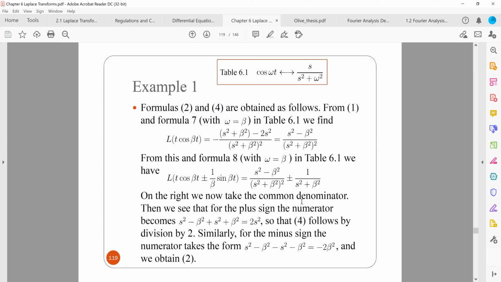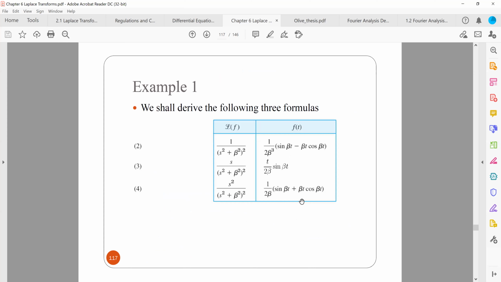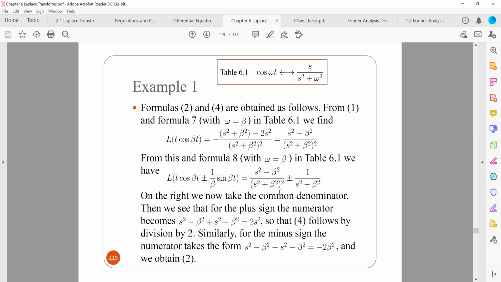Okay, but remember our question wanted the expression to be just s squared. Right now we have 2s squared. So if we divide by a half, so that we end up with a half here and a half here, then we will get the desired expression, which will be just s squared over s squared plus beta squared.